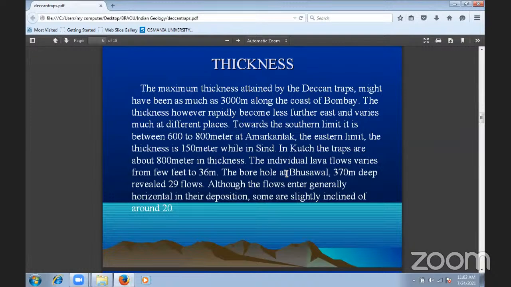The Deccan traps were introduced by W.H. Sykes in 1883, from the vernacular name Deccan, meaning south, and the word trap from the Swedish, meaning stair or step-like. Trap means a step-like structure.